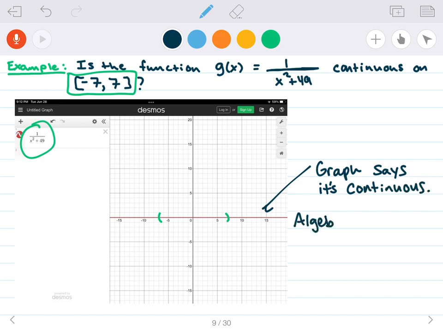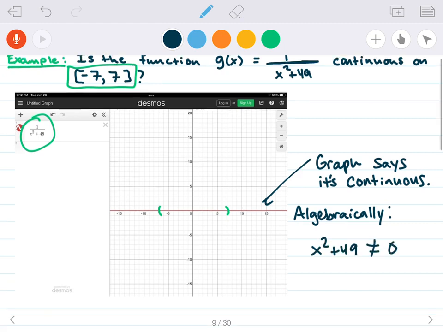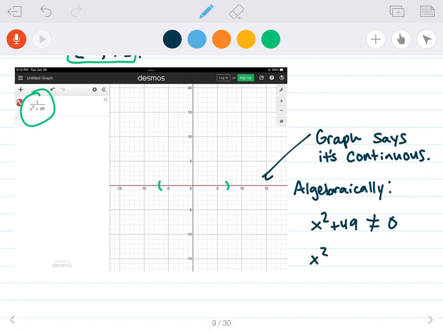Algebraically, we take the denominator, x squared plus 49, and we say that it can't equal 0, and we solve for x. So we can subtract 49 from both sides and take the square root. But guys, we can't take the square root of a negative number. This is imaginary. And for that reason, since we're graphing everything in the real plane, we don't have any excluded values.